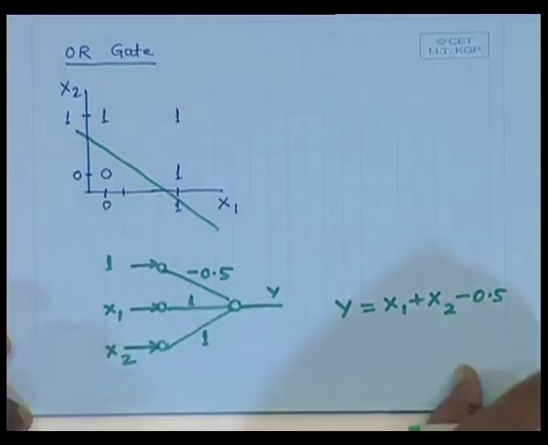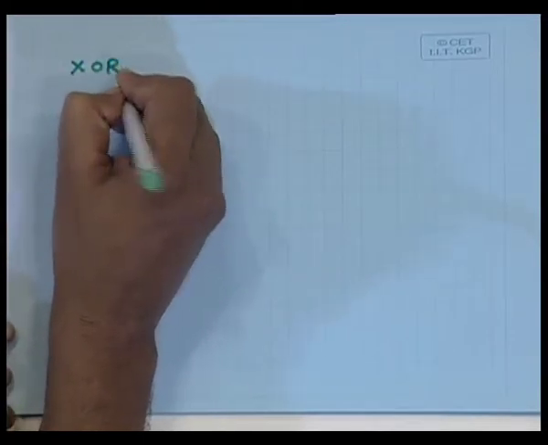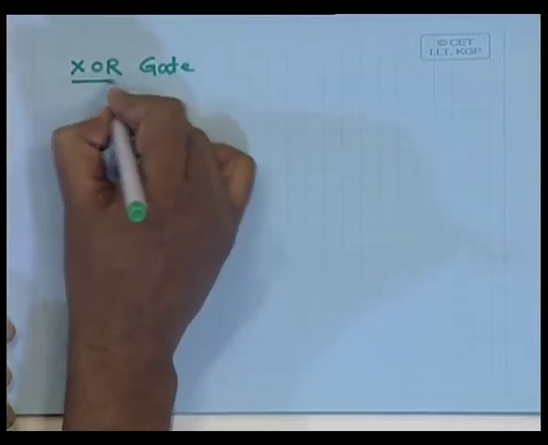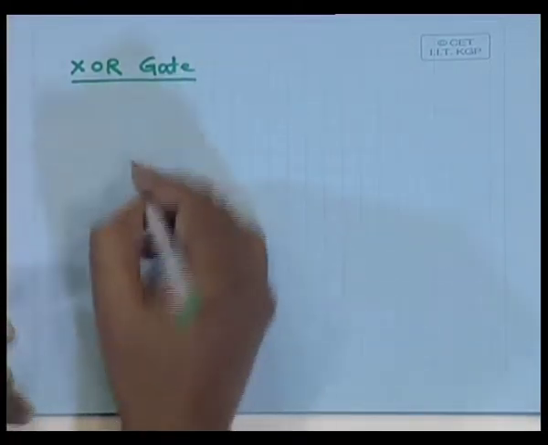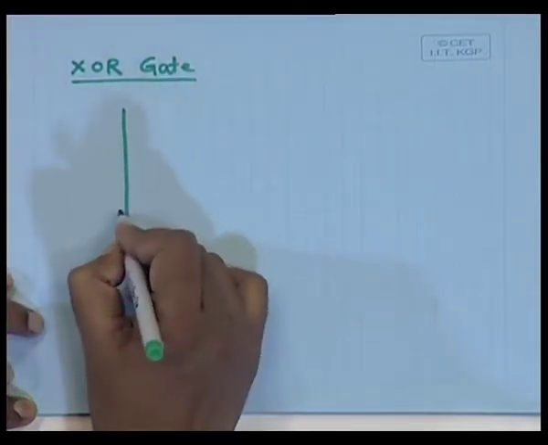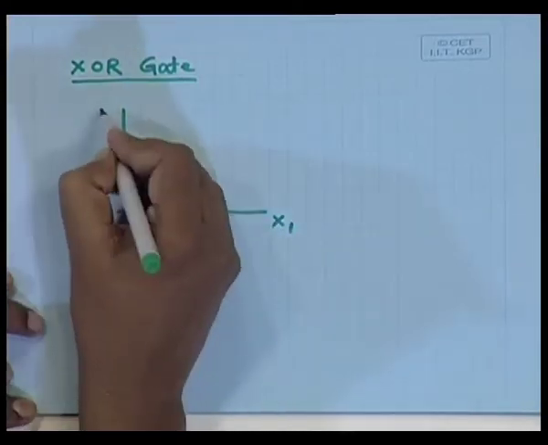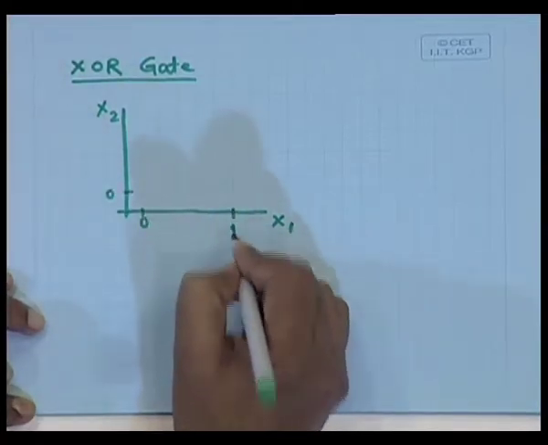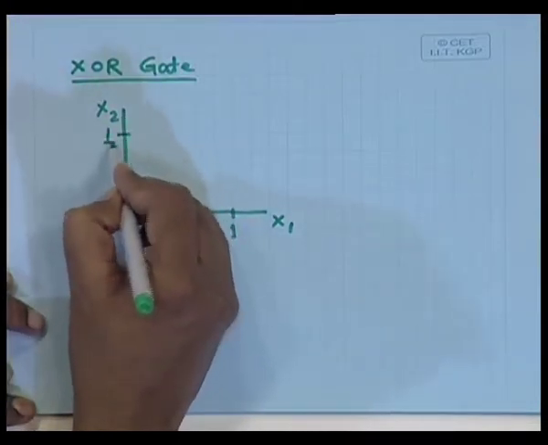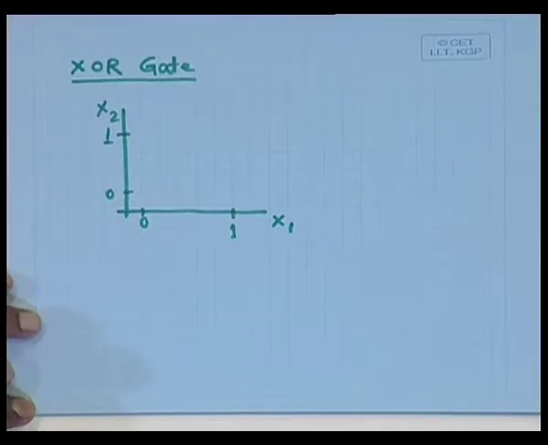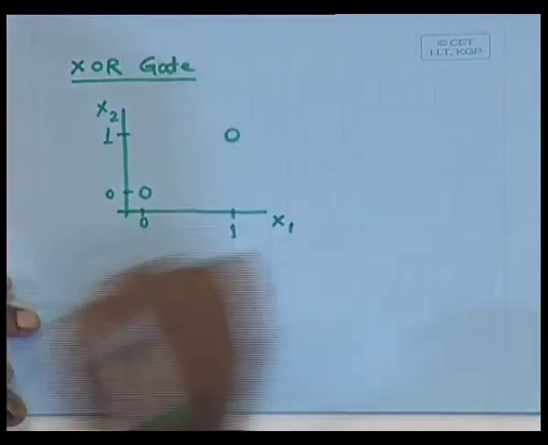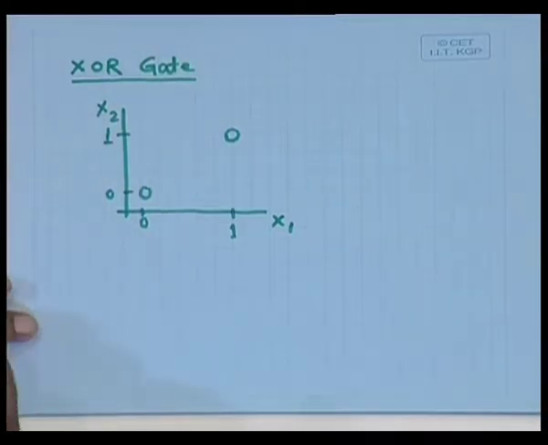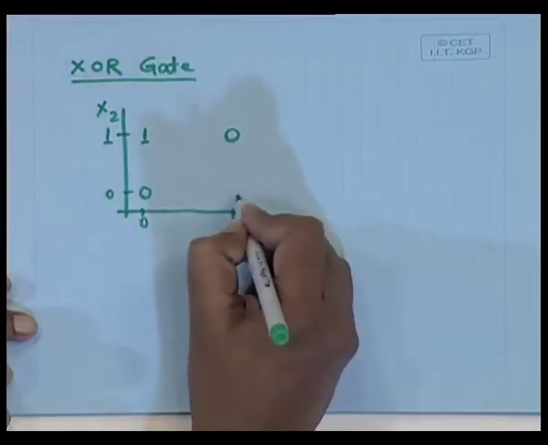Okay. Now, if I take another gate of similar nature, that is XOR gate. In case of XOR gate, if I plot similar functions x1, x2, I put 0 here, 0 here, 1 here, and say 1 here. In case of XOR gate, if the inputs are 0, 0, the output is 0. If the inputs are 1, 1, then also output is 0. If the inputs are 0, 1 or 1, 0, then only output is 1. So, I will have a 1 here, I will have a 1 here.